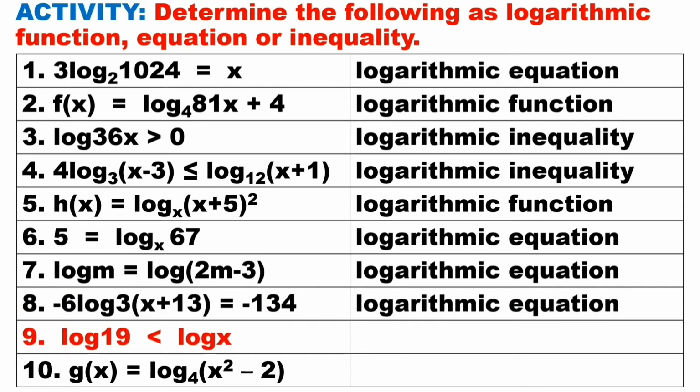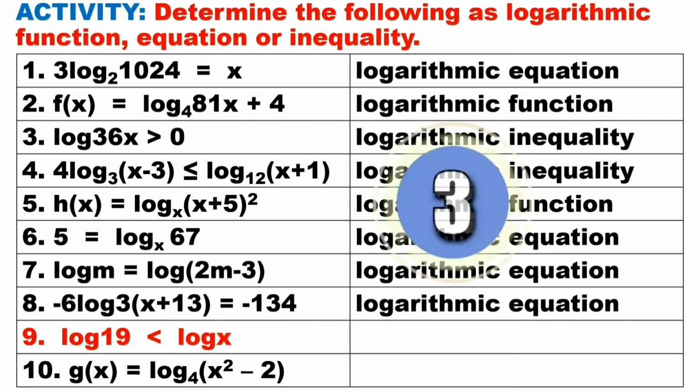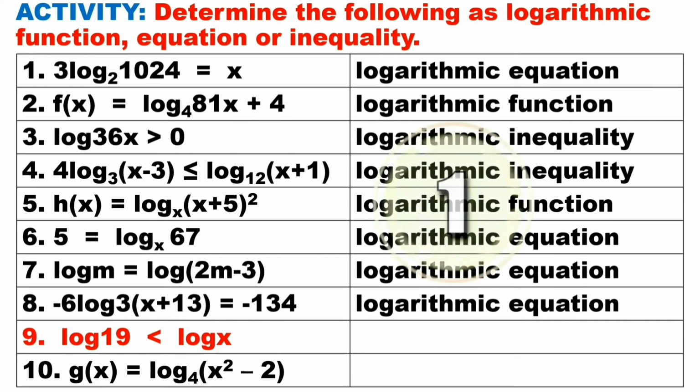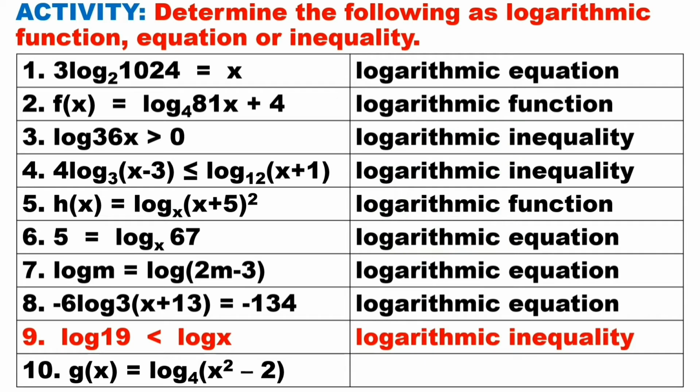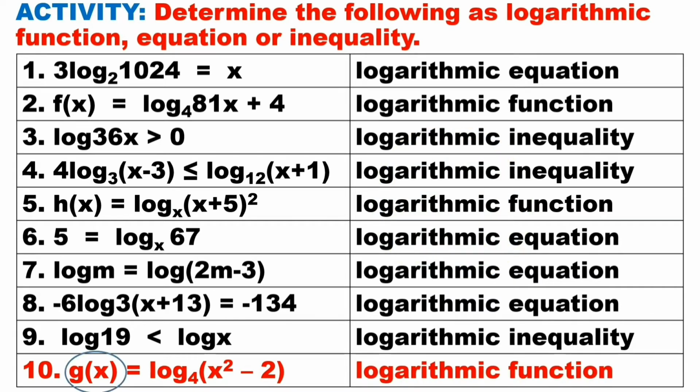Number 9, the logarithm of 19 is less than the logarithm of x. A logarithmic inequality because it uses the symbol less than. 10th and last example for this video, g of x equals log of quantity x squared minus 2 with base 4 is a logarithmic function because it has the expression g of x.